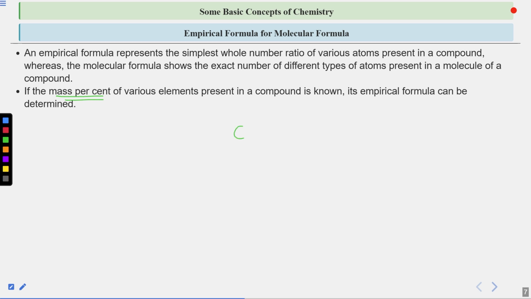Suppose it is C2H6. Then this is your molecular formula. What will be your empirical formula? The common factor you can take in 2 and 6 will be 2. So divide the whole thing by 2. You will get CH3. Is it clear now?